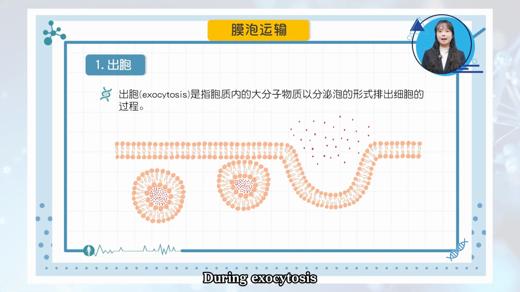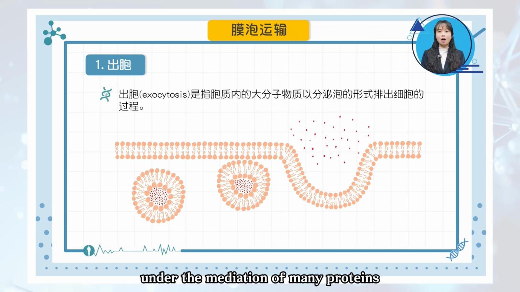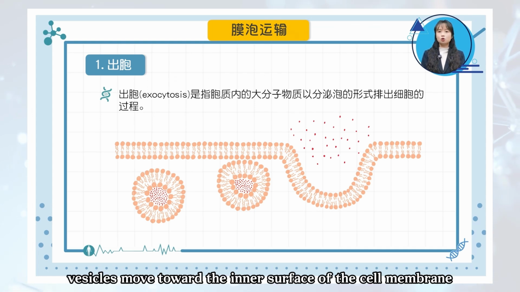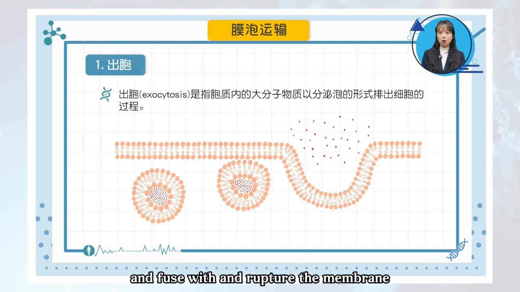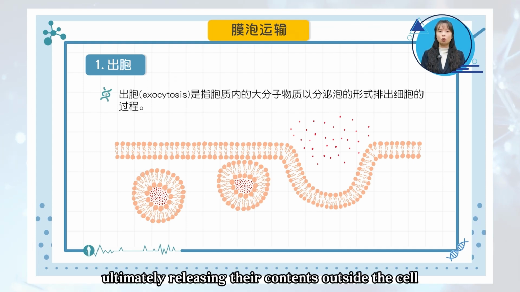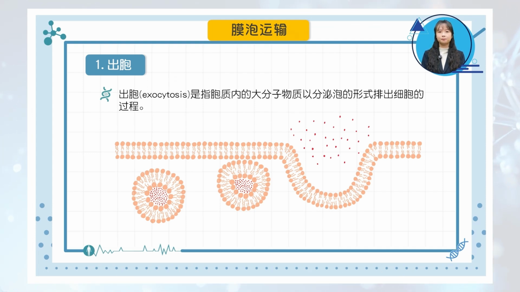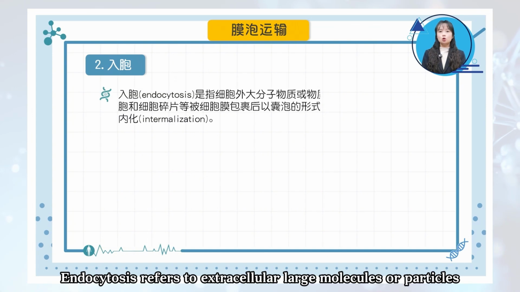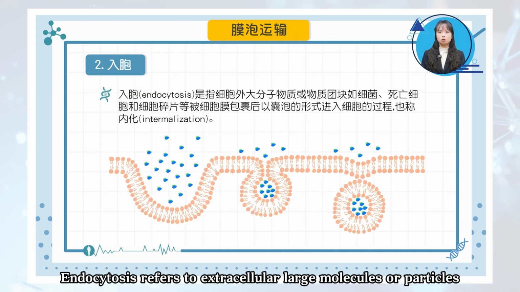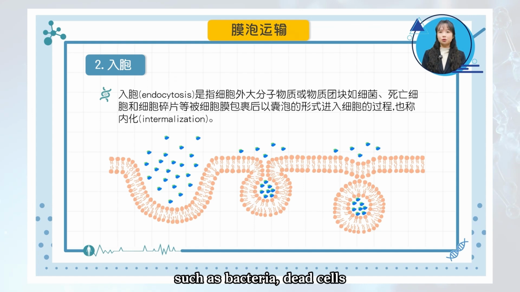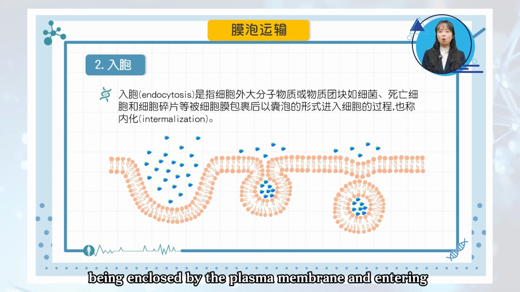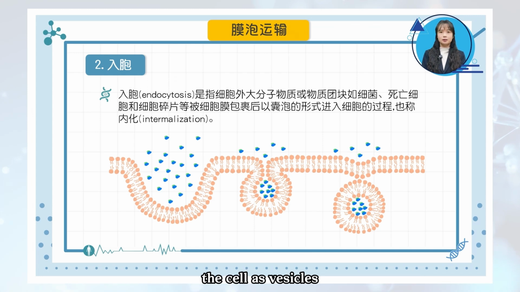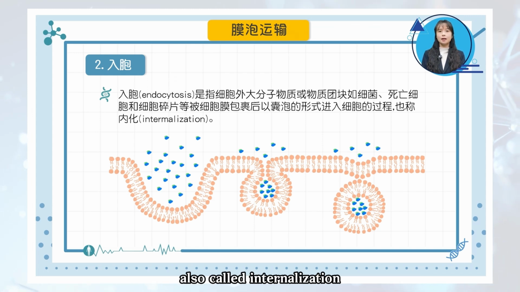During exocytosis, under the mediation of many proteins, vesicles move toward the inner surface of the cell membrane and fuse with and rupture the membrane, ultimately releasing their contents outside the cell. Endocytosis refers to extracellular large molecules or particles, such as bacteria, dead cells, and cell debris, being enclosed by the plasma membrane and entering the cell as vesicles, also called internalization.